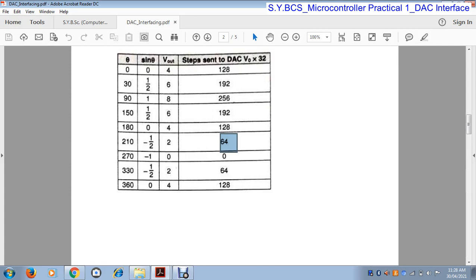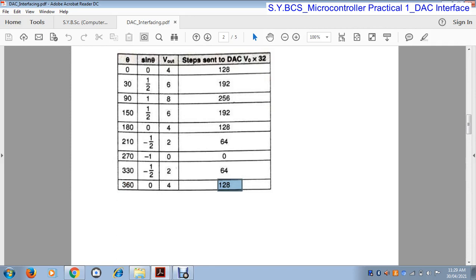We are starting from the 0 angle. For 0 angle the step size is 128, and for 360 angle the step size is also 128. So we start from 128 steps and end with 128 steps.